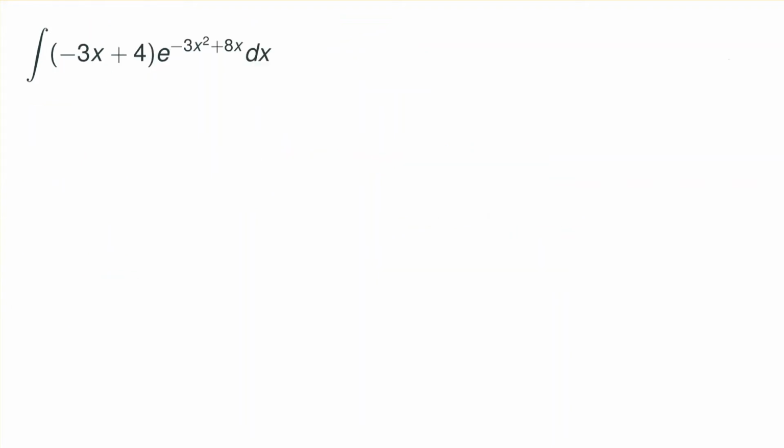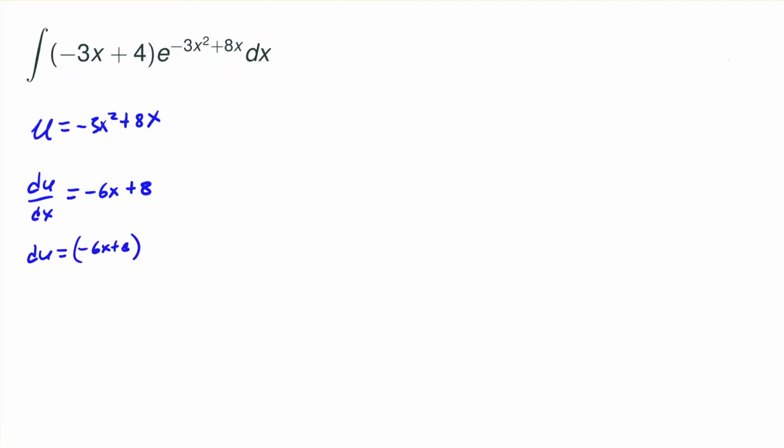So, the indefinite integral of negative 3x plus 4 times e raised to negative 3x squared plus 8x. Here we're going to let u be the exponent right there, negative 3x squared plus 8x. Then du dx is negative 6x plus 8. Then du is negative 6x plus 8 dx. Don't forget the parentheses here when we multiply dx on both sides. Then for dx, we divide by this on both sides, and we get du over negative 6x plus 8.